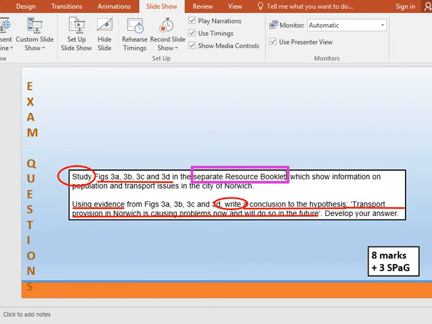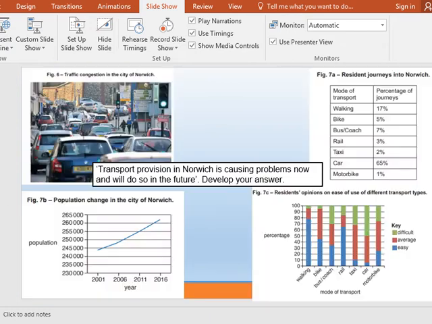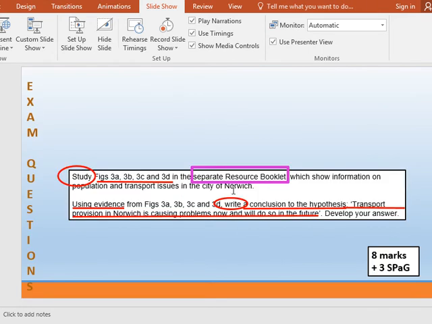The revised paper, based on the changes as a result of the COVID-19 pandemic, shows information on population and transport issues in the city of Norwich. The resource booklet images I'm going to show you in a minute, but we would normally obviously bug, box, underline, glance our question. We've got two command words here. First of all, we need to study these figures here. And then we need to write our conclusion.